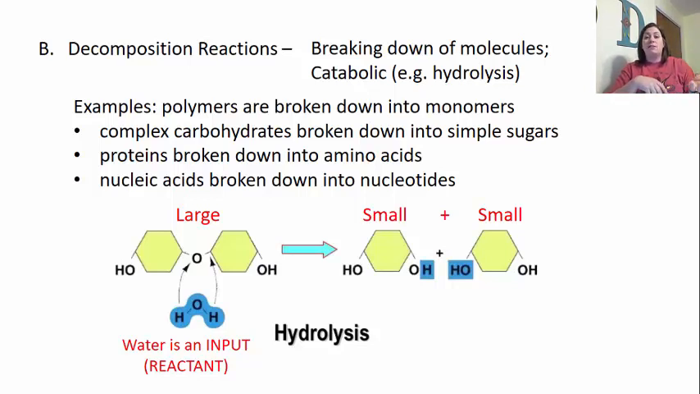We take the complex carb or polysaccharide and we're going to break it into monosaccharides. We're going to take the protein and break it down into the amino acids. You're going to take the nucleic acid and break it down into the nucleotides. Okay, so if you look here, you have the larger molecule. We're going to add water in. This breaks the bond, which causes them to be the smaller units.